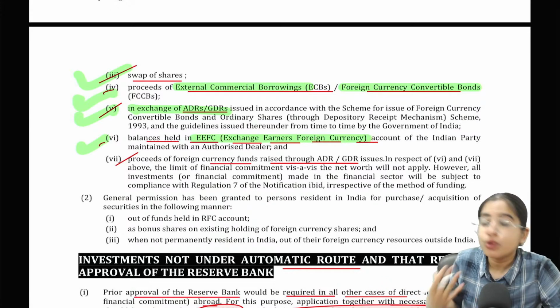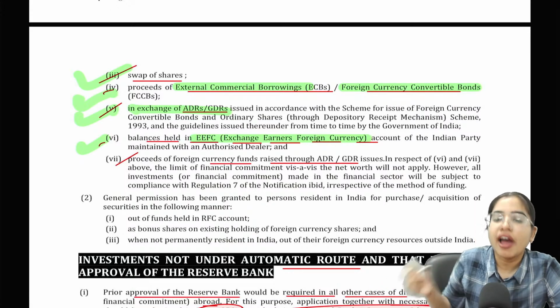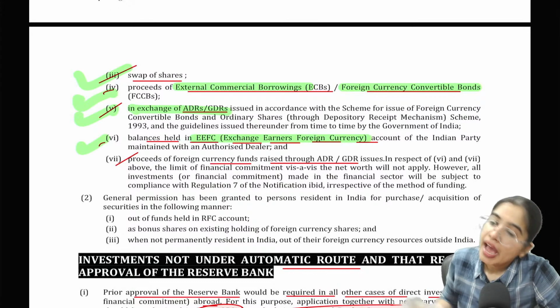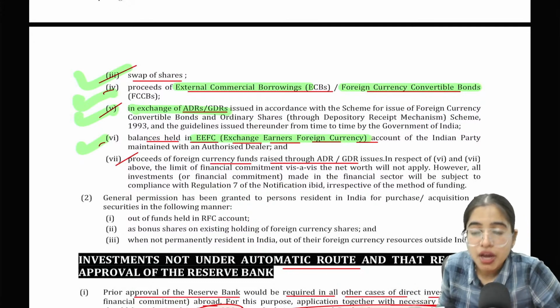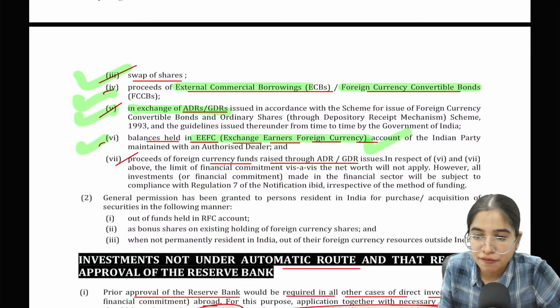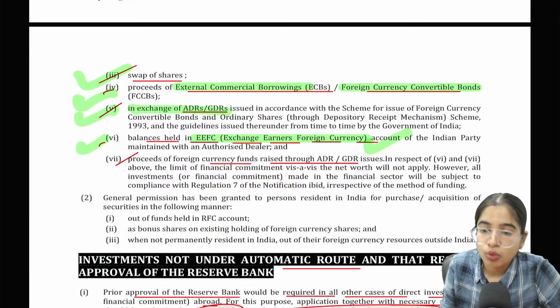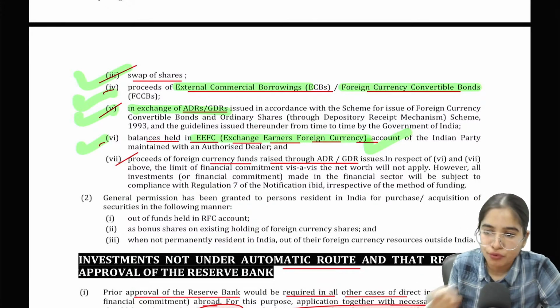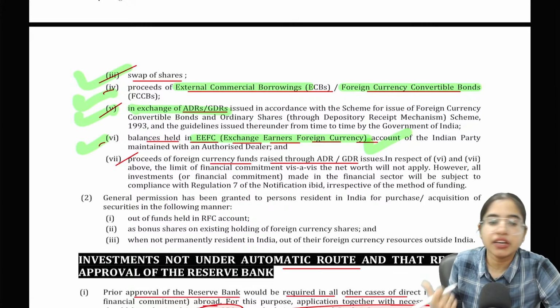However, if you want to hold a foreign currency, then you have to open an EEFC account with an AD Category 1 bank. And in that account, you can keep the foreign currency, but not everybody is allowed to open this EEFC account. Only certain people are permitted who regularly deal with foreign exchange. This you will study in very much detail in FEMA.